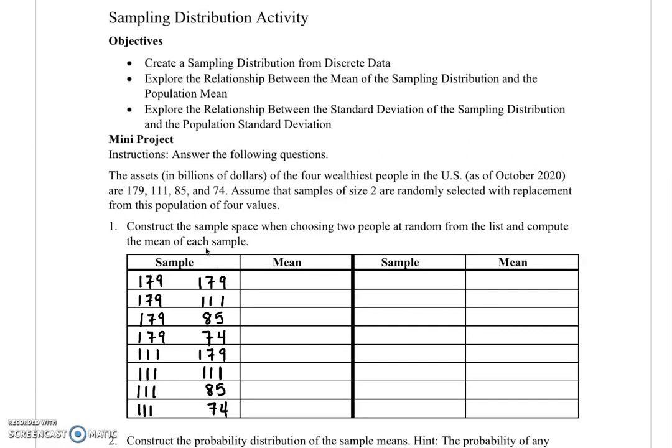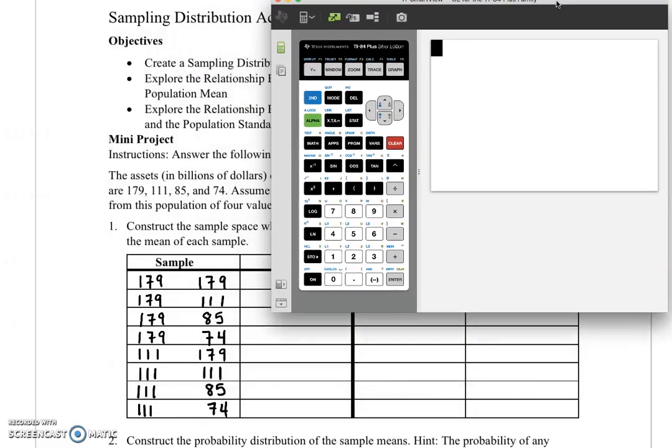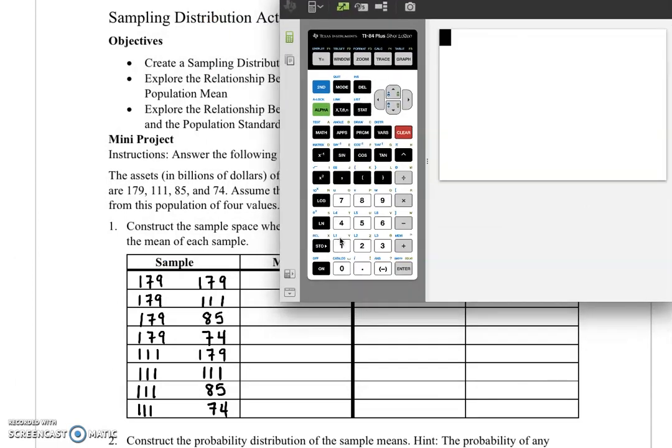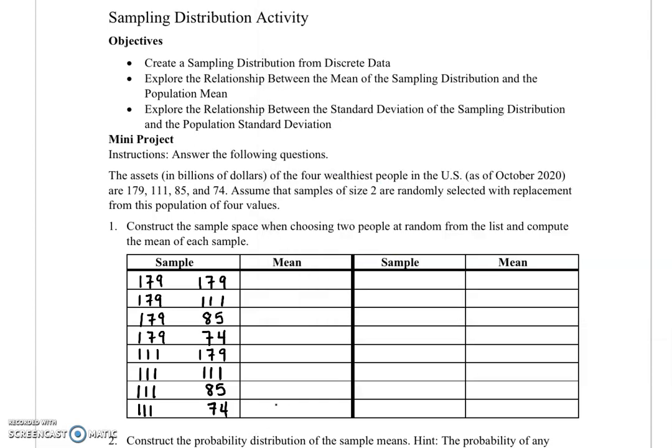Now, how do we find the means? Remember, the easy way to find the mean is to add the two numbers and divide by 2. So we can do all of that on our calculator if we pull it up. We have, I'll start at the bottom and work my way up, 111 plus 74. Make sure you hit enter because we want to divide that total by 2, the number of values we added together. So that gives us 92.5.